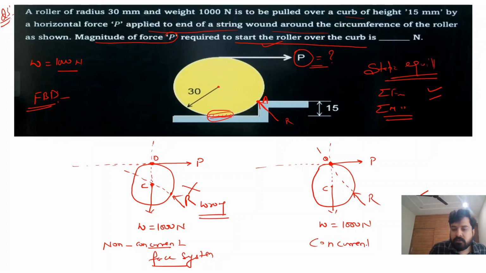Here this is a concurrent force system. Why concurrent force system? Because all the lines of action of forces meet at point O. If there are a number of forces and their lines of action meet at a single point, then this is called a concurrent force system. So now we will apply the static equilibrium condition, meaning net force is equal to 0 and net moment is equal to 0, and find the value of P. This is the free body diagram.